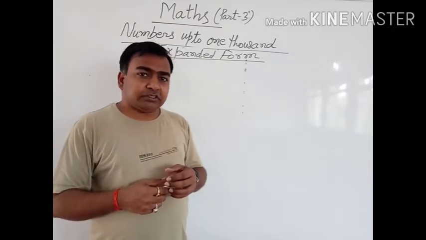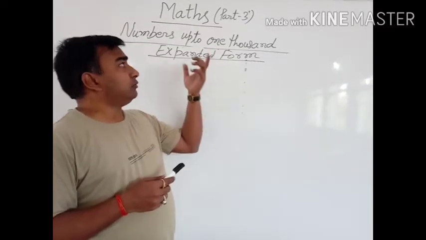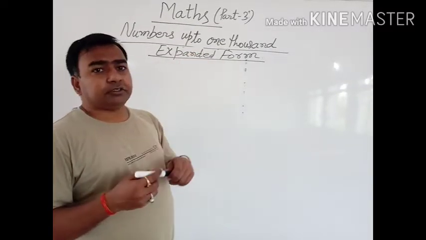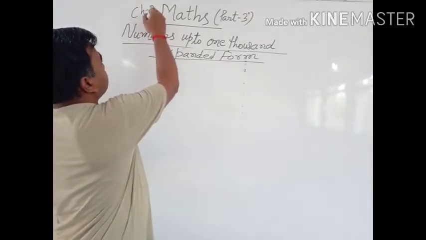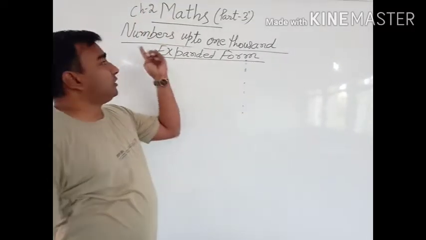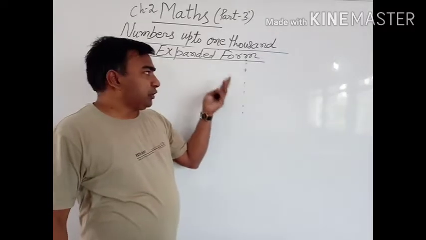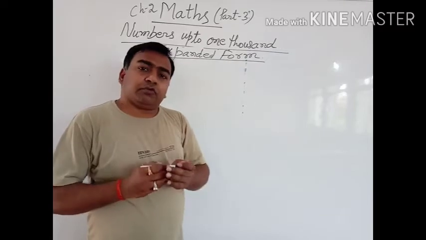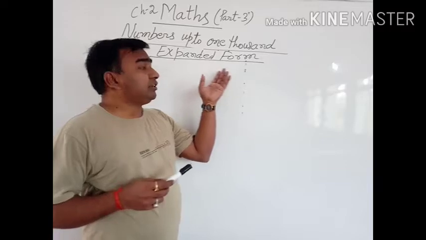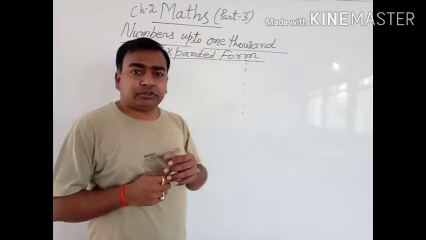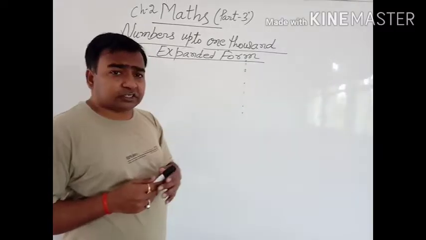I am present here with my new video of the second chapter of mathematics, chapter number 2. The title of this chapter is numbers up to 1,000. This is the third part of this video. Through this video, we will learn about expanded form and place value chart. Okay, place value chart and expanded form. Let us start this class.